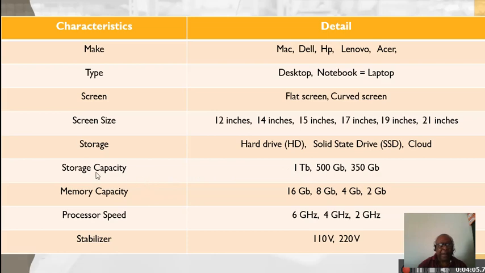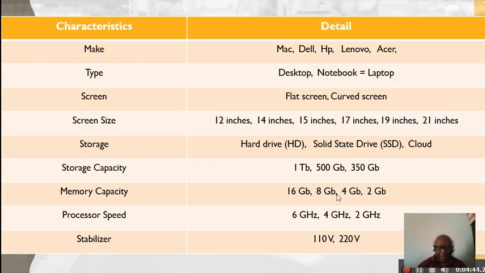We can also describe computers by talking about the memory capacity, the capacity of the memory it uses. So we have 16 gigabytes memory, we have 8 gigabytes, we have 4, and we have 2. The higher the gigabytes, the better or the faster the computer goes. If you have a computer of 2 gigabytes, it's going to be very, very slow. 4 gigabytes, well, it's going to be slow, but it's better than 2.